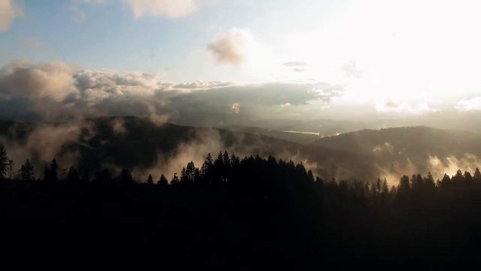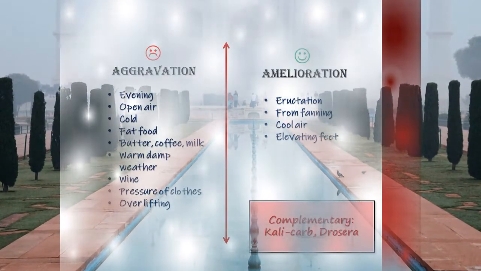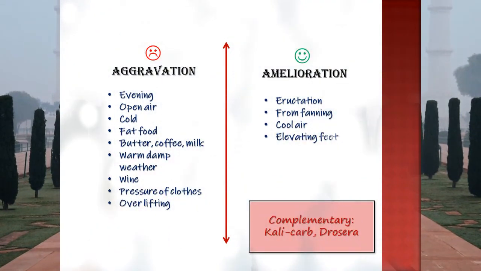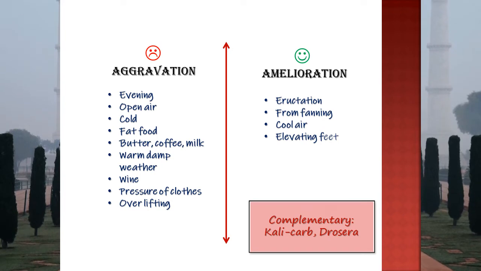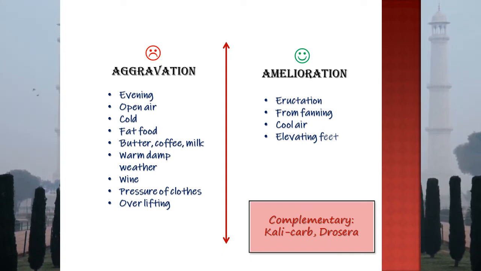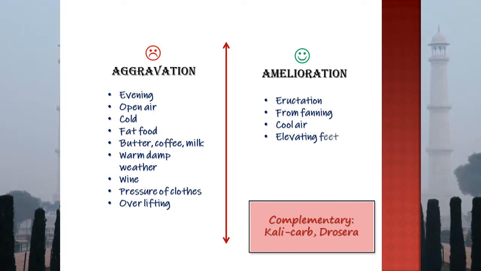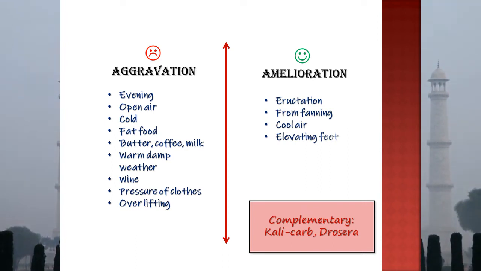Moving on to the modalities, the aggravation and amelioration. And aggravation is due to the evening condition, open air, cold, fat food, butter, coffee, milk, warm, damp weather, wine, pressure of clothes, overlifting. And amelioration is from fanning, cool air, and elevating the feet. That will help the blood circulation.